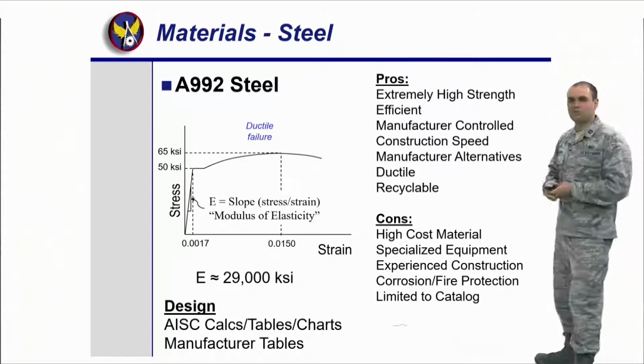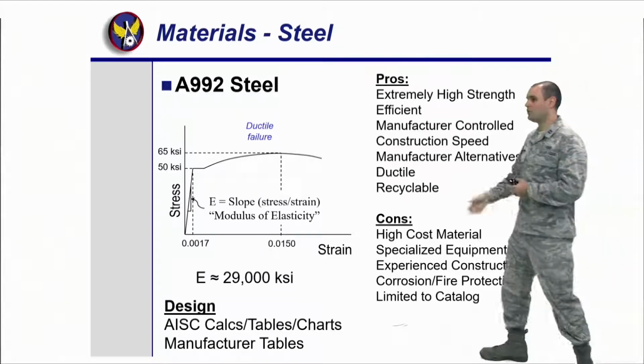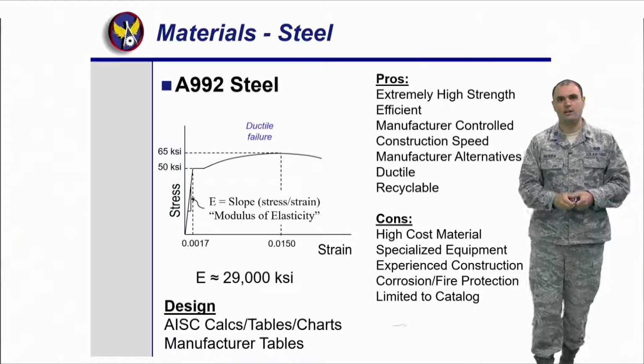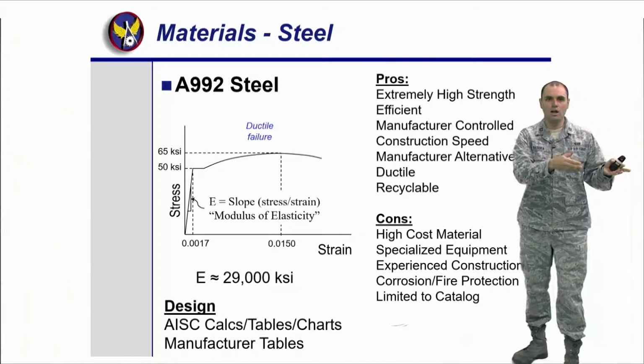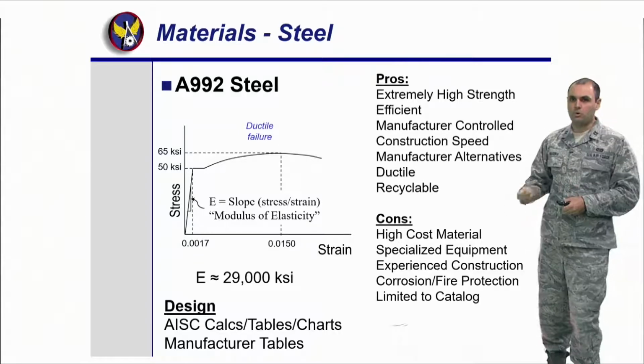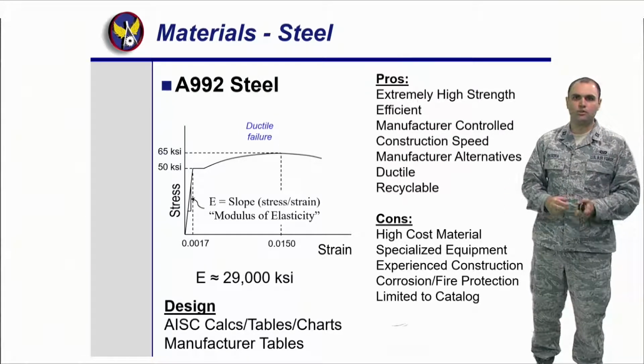It's controlled by the manufacturer, so you can just order a shape and know that you're getting an A992 steel that's going to yield at 50 and break at 65, right? So it's good quality control because you get it from the manufacturer. And it's very quick to go up. I mean, you can put a couple stories up of steel in a day if you've got a good crew.